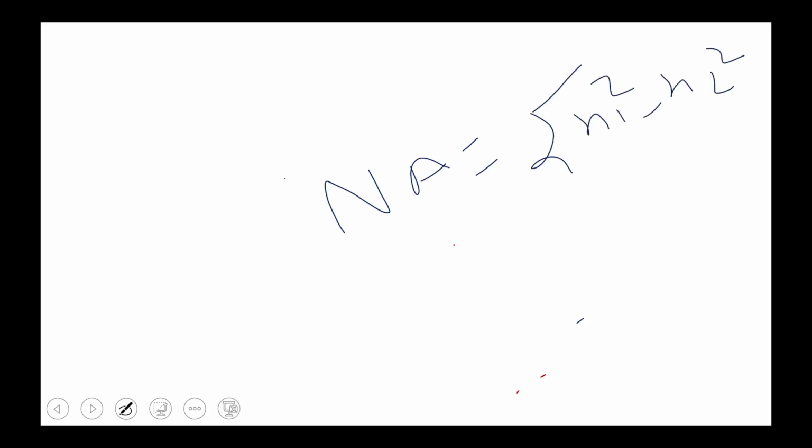So numerical aperture is equal to the square root of n1 square minus n2 square. Am I correct? The light gathering capacity of an optical fiber is determined by numerical aperture. So if my core refractive index is equal to the cladding index, that is n1 equals n2, then what happens to the gathering capacity in that case?